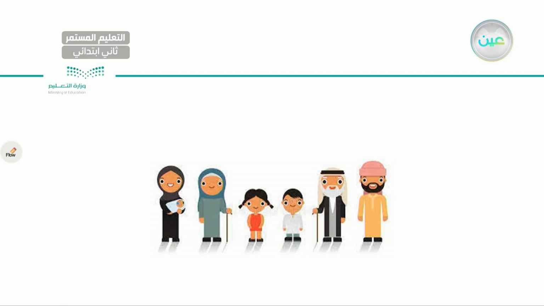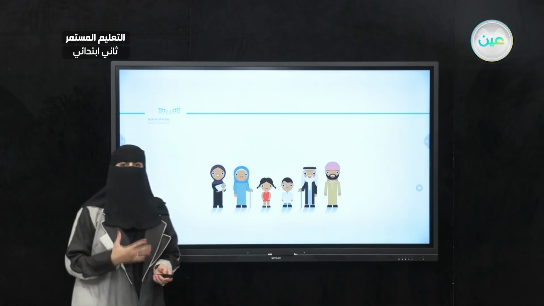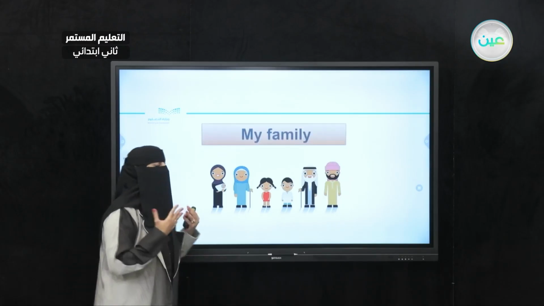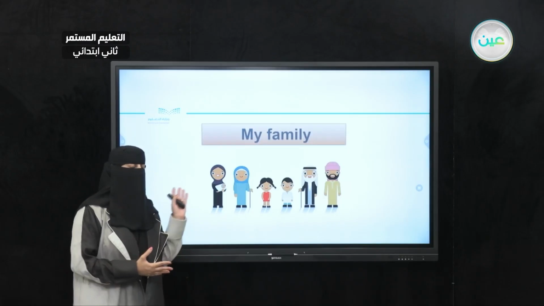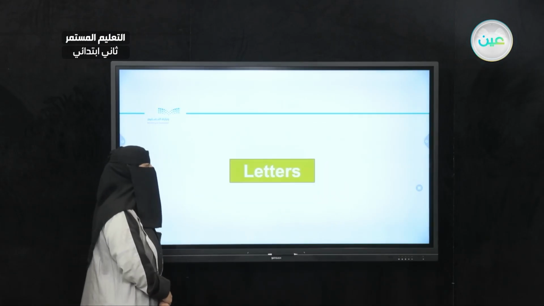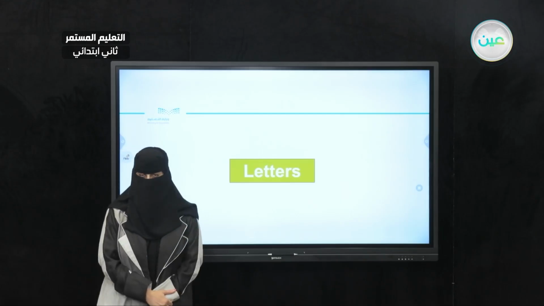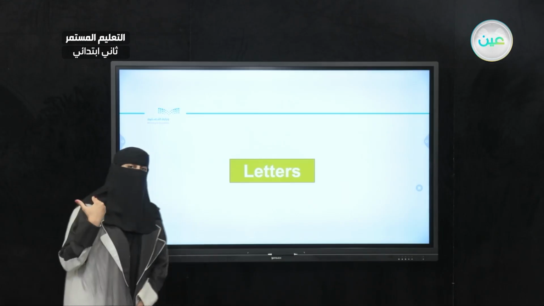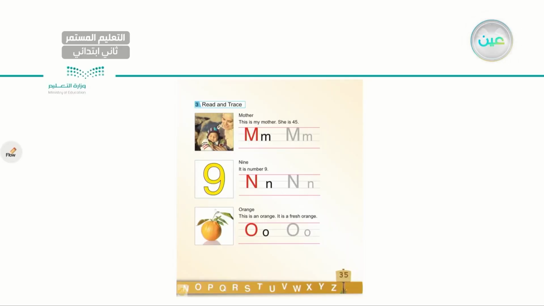So let's start. When you see this picture, it talks about our unit. The name of the unit is My Family. As you can see, we have the members of the family in this picture. In the previous lesson, we introduced three letters, at page 35. So let's try to read the letters one more time. Read and trace. I have letter M, capital M and small m.